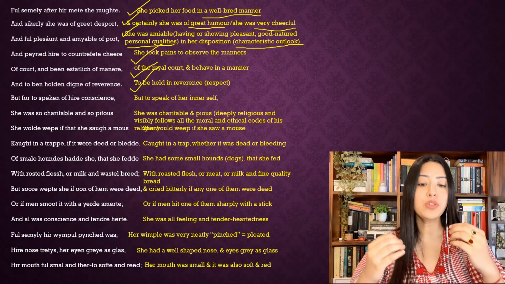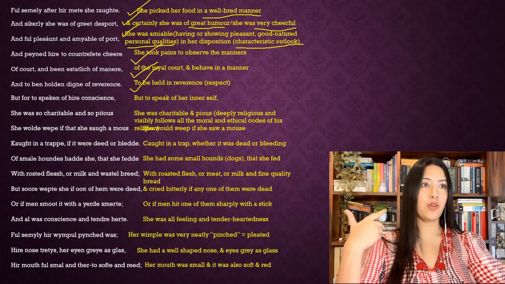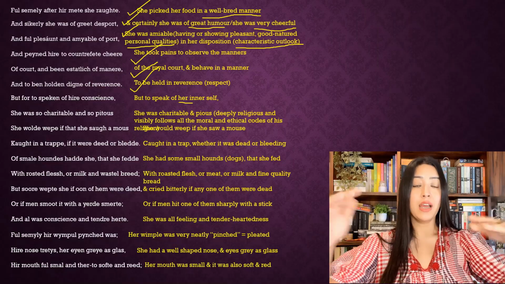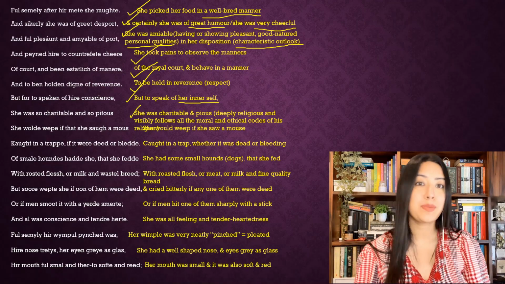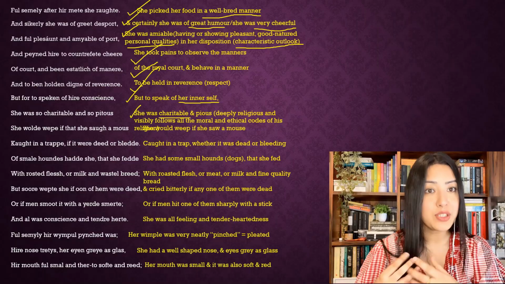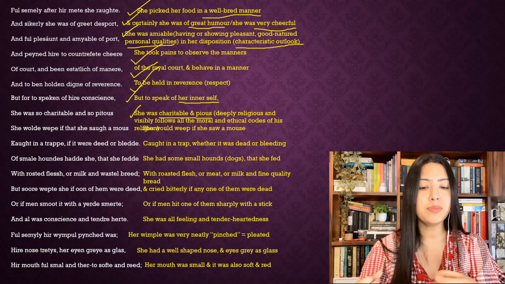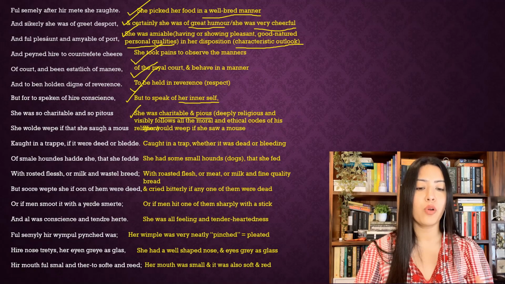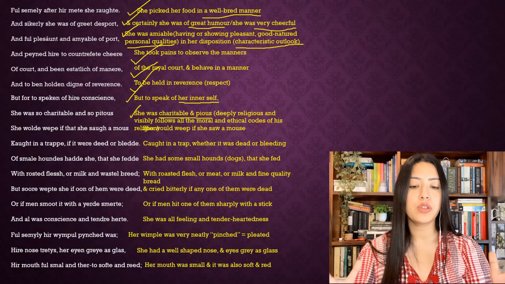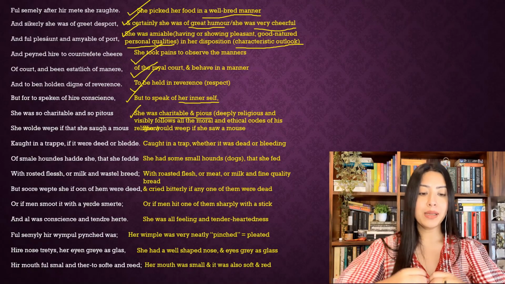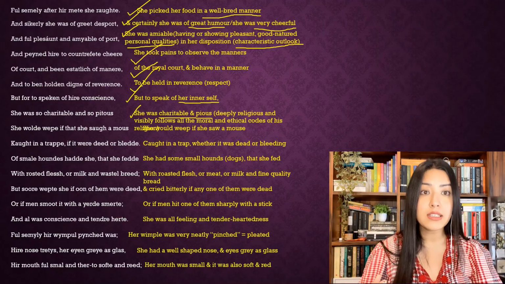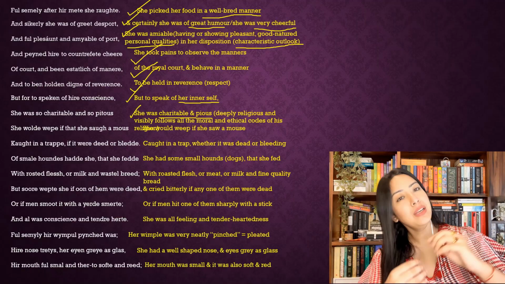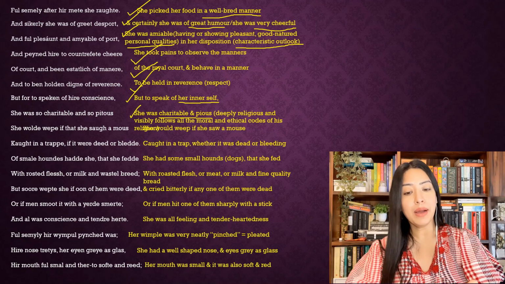Okay, so to speak of her inner self, this is how she wanted to be treated. But her inner self, she was charitable and pious. That's what you expect a nun to be. You expect a nun to be charitable, deeply religious, and to visibly follow all the moral and ethical codes of the religion. You're supposed to be ethical, moralistic, religious and pious, you know. But what did she do?